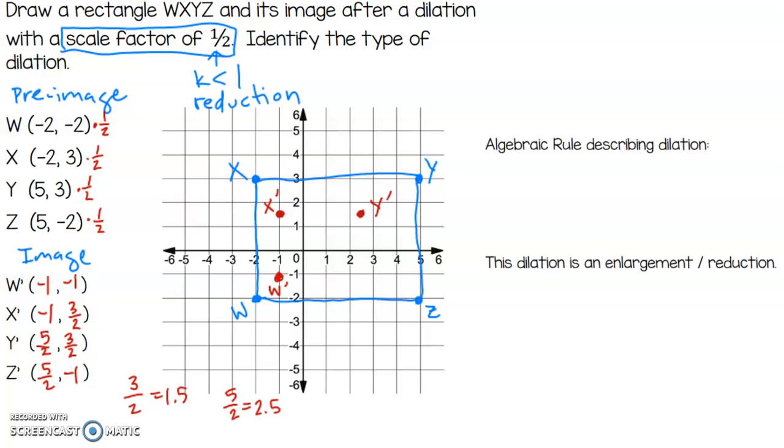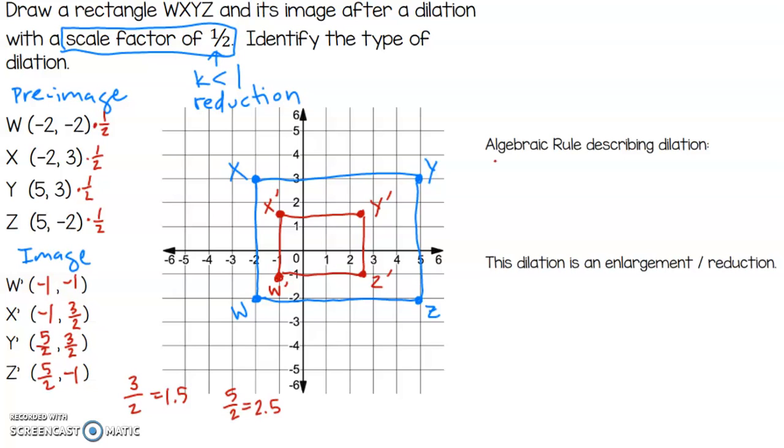There's Y prime. And then 5/2 and -1 for Z, so 5/2, 2.5. And then down to -1. There's Z prime. Connect the dots. And we have an awesome reduced rectangle. Woohoo! Yay! All right. That's how you do it. Scale factor, multiplication. Dilations is multiplication.